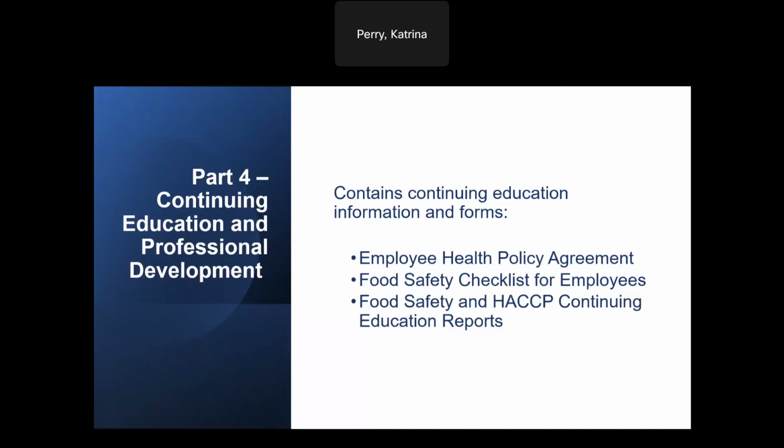Part 4 contains all continuing education and professional development training documents for employees. The Employee Health Policy Agreement and Food Safety Checklist for employees must be completed for each employee every year. The Food Safety Checklist is now required for all employees annually, not just when they are hired. If not maintained with your HACCP notebook, we recommend keeping documentation of food safety or HACCP continuing education with your professional standards documentation, as we've said already. Copies of signed employee health policy agreements, food safety checklists for employees, and food safety and HACCP continuing education can also be kept in Part 4 of the HACCP plan.